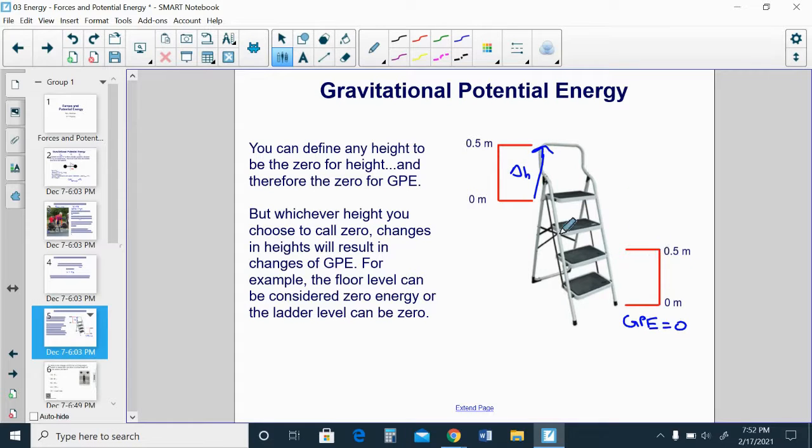Same thing down here, doesn't matter, down here we'll have 0 to 0.5 meters again. That would be a change in height. So once you do have that, you will end up changing the gravitational potential energy. So we have gravitational potential energy equal to mgh. But if you change the height, you end up changing the gravitational potential energy. So just keep that in mind when you're working these problems.